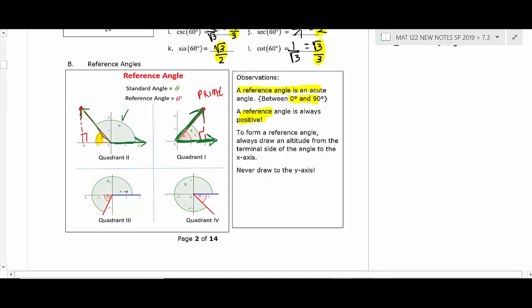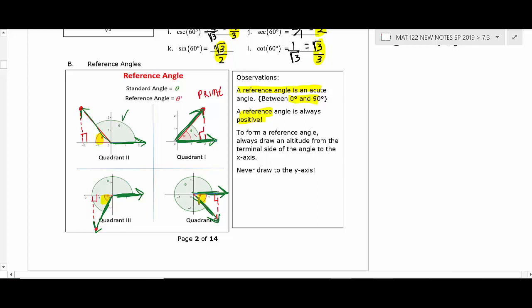If you go to quadrant 3, this is the initial ray, this is the terminal ray, and again what you do is you go straight up to the x-axis, and then the angle is going to be right here. The angle is always between the x-axis and the terminal ray, and it's always acute. And then the next one, your initial ray is here, your terminal ray is here. Again, you draw up to the x-axis, don't go to the y, and the angle is always between the initial and terminal ray, like that.